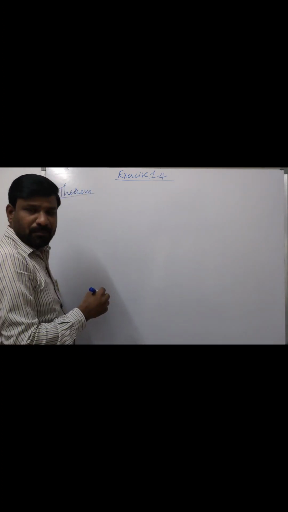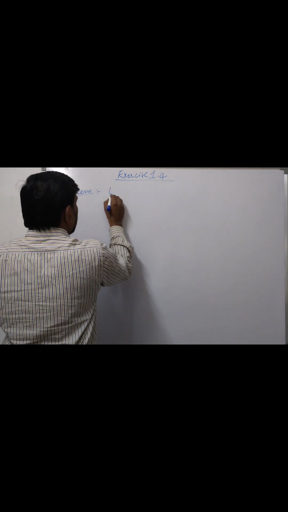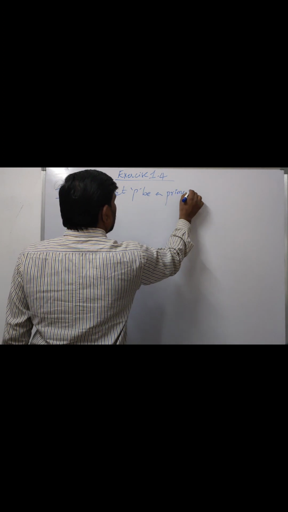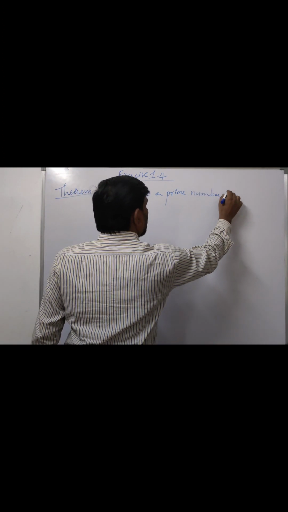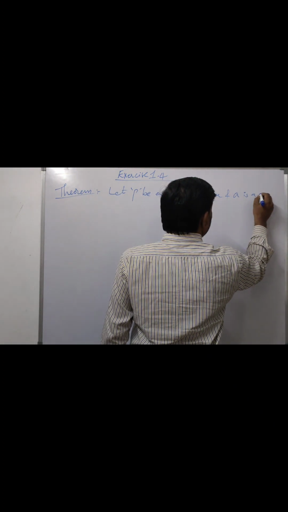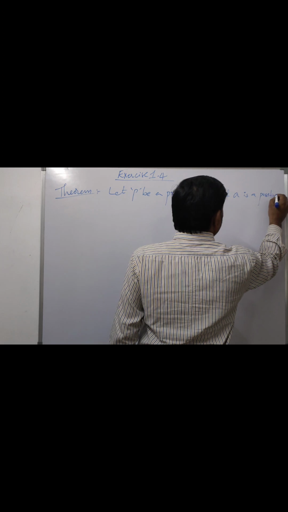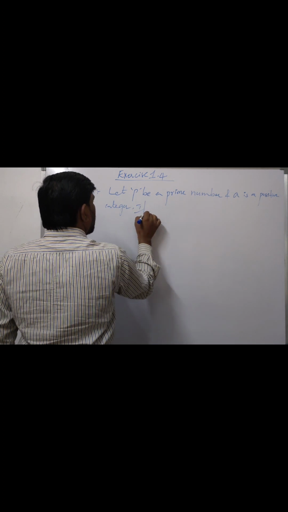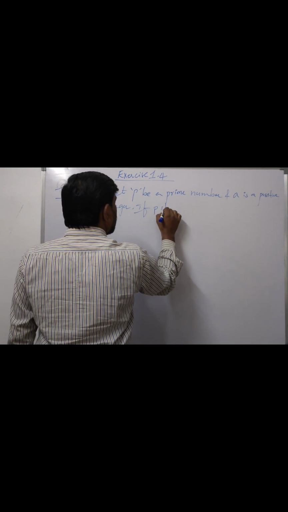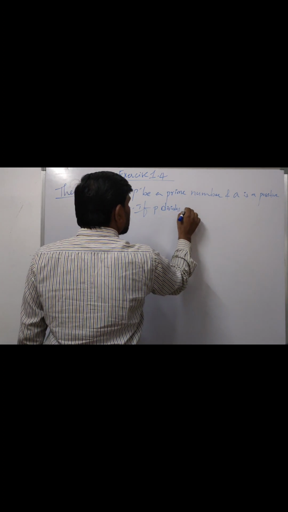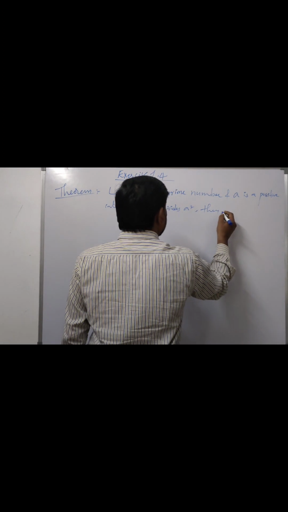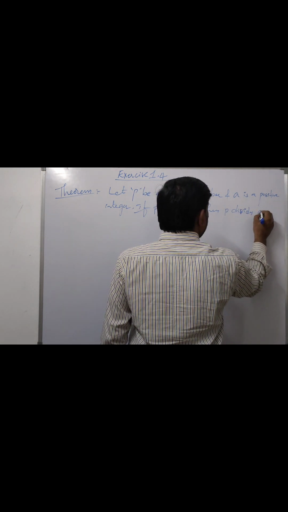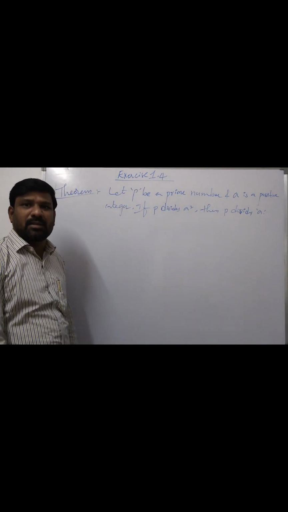The theorem is: let P be a prime number and A is a positive integer. If P divides A square, then P also divides A. This is the statement of the theorem.